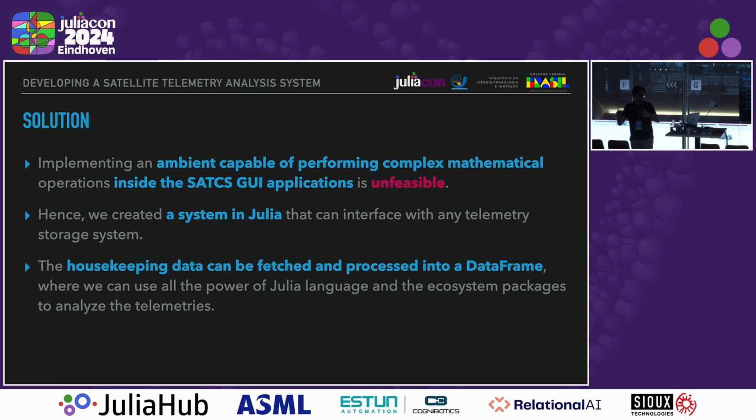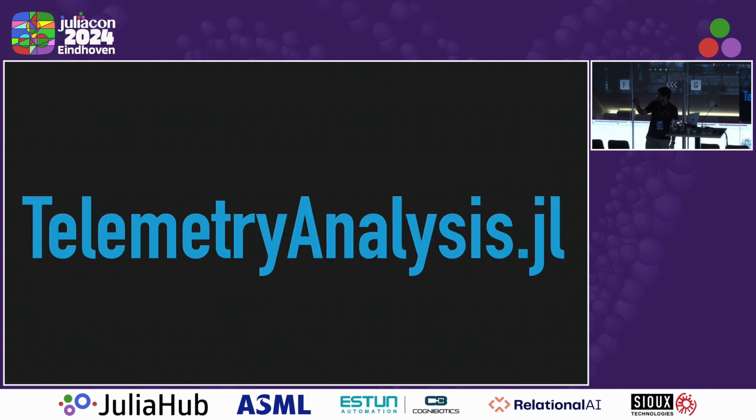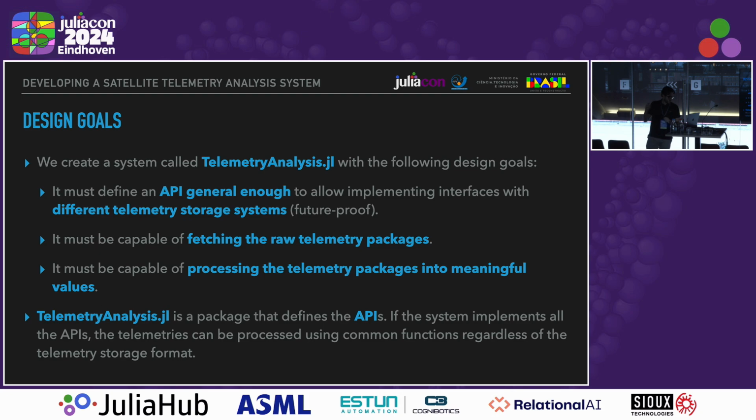So after we have a data frame, we can do whatever we want using all the power of the Julia language and the ecosystem of packages. And this is how we build telemetry analysis. We had 3 goals for this package. First, we must have an API general enough that we can interface with any different telemetry storage system. It must be future-proof. It must be capable of fetching raw telemetry packages and processing them into meaningful values.